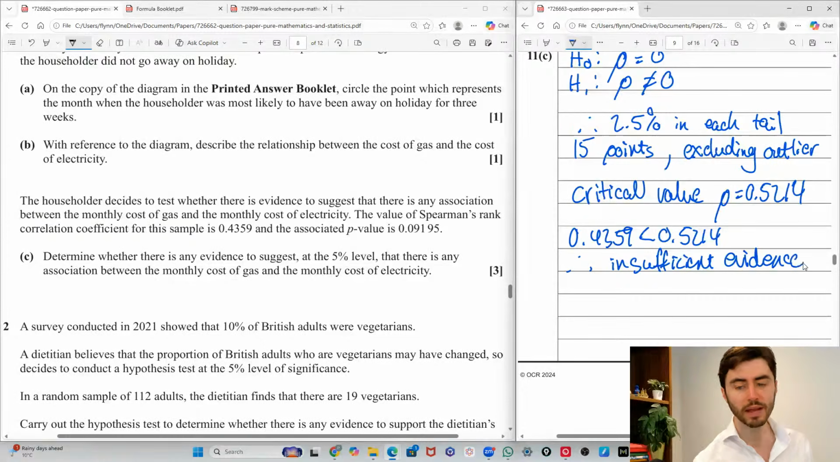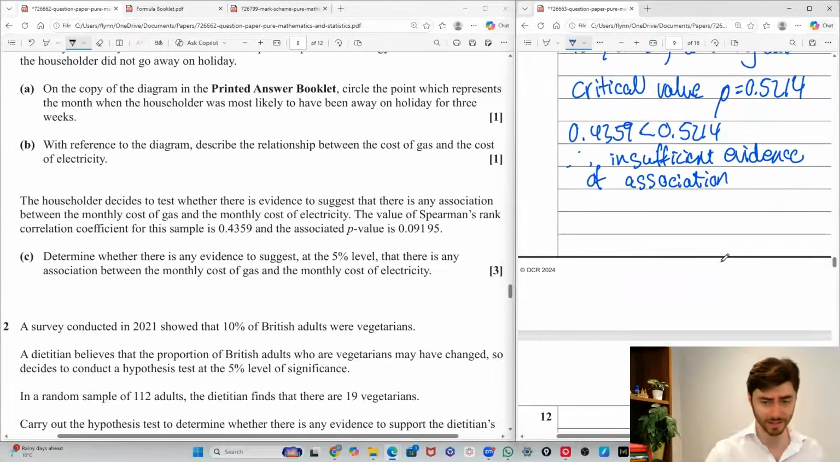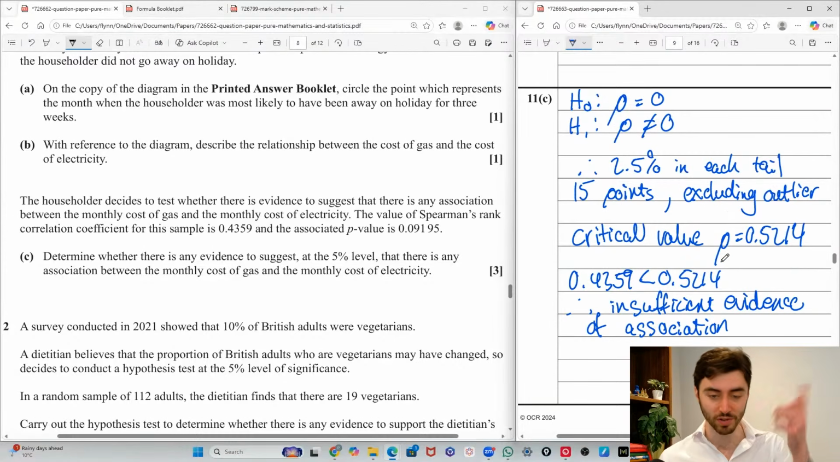And then I would restate this in the language of the question. I would say something like there's insufficient evidence that there is an association between the two. Now, the syllabuses that I'm used to don't use this associated p-value, so I'll look up what that means. Apologies for not having that conceptually ready to go.